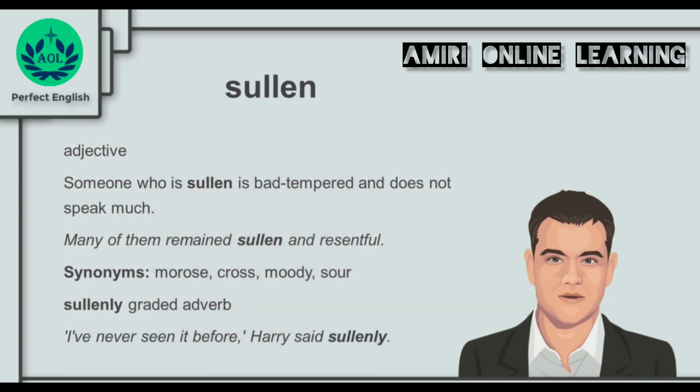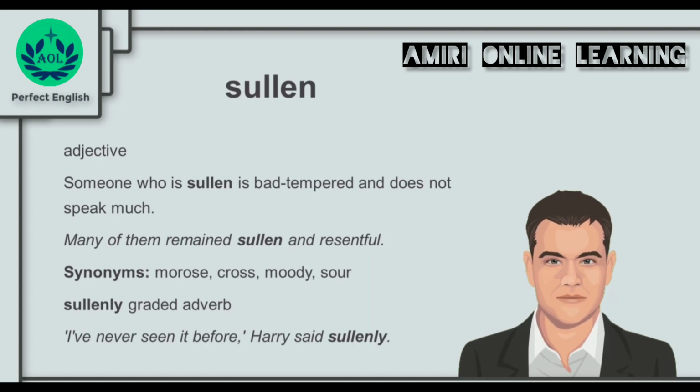Now, sullen is an adjective, and someone who is sullen is bad-tempered and does not speak much. Well, maybe that relates to the picture we just saw. For example, many of them remain sullen and resentful. The synonyms for sullen are morose, cross, moody, and sour. And we can use sullenly as an adverb.